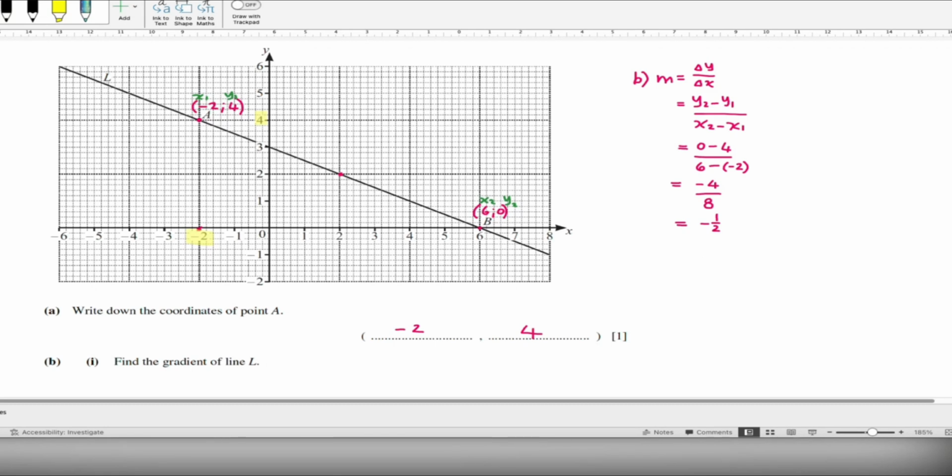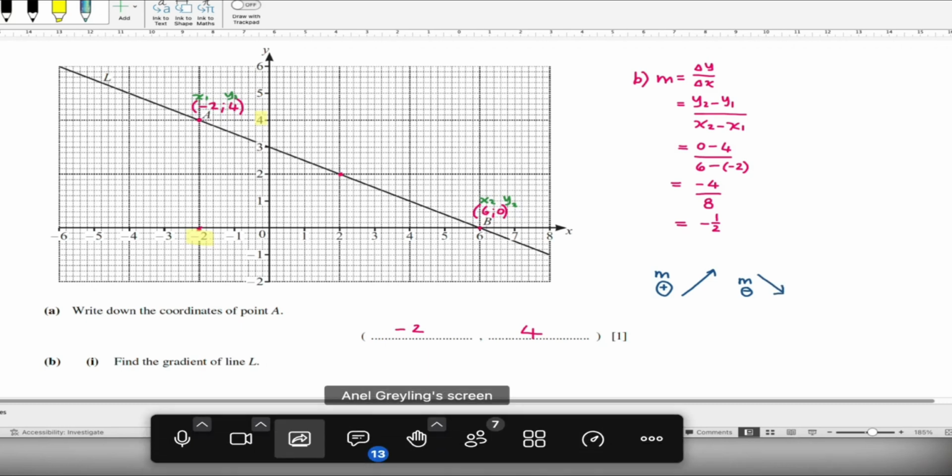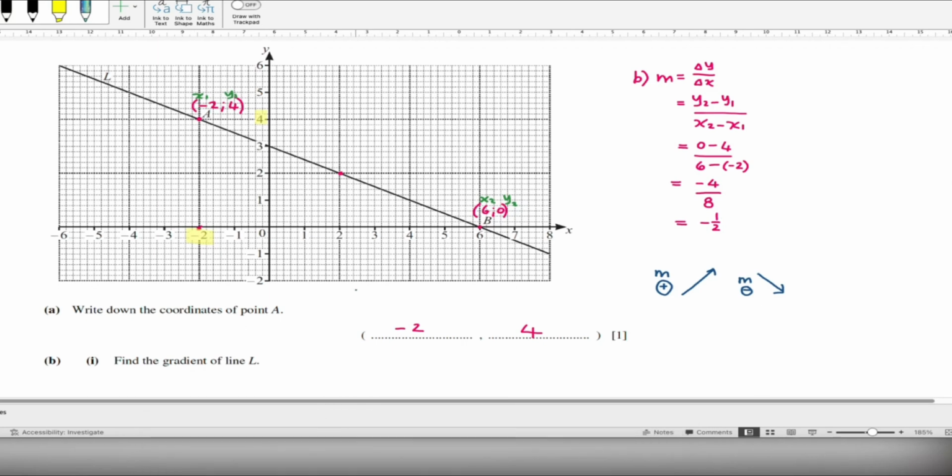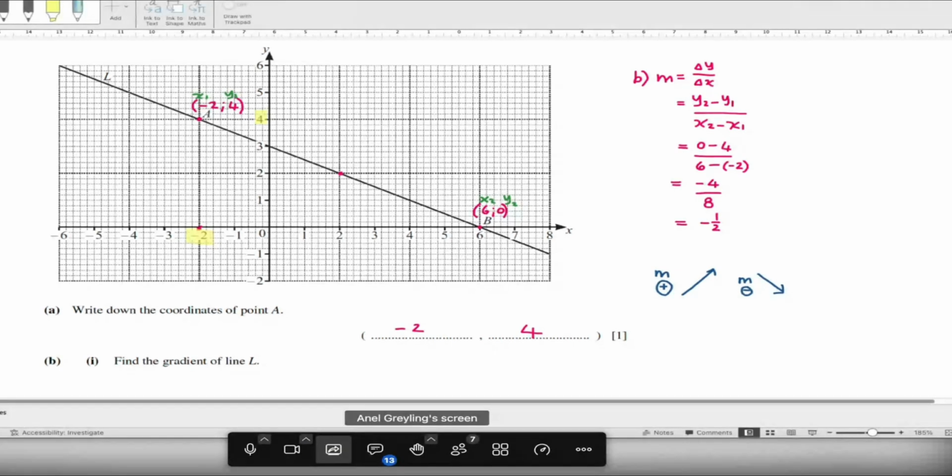If you take a look at the graph, this makes sense. This gradient makes sense. Remember, when a gradient is positive, then your graph will go upwards. When the gradient is negative, then your graph will go downwards. So here we have a negative slope, and we can see that the graph is going downwards. So it makes sense for the slope to be -1 over 2, -1/2.